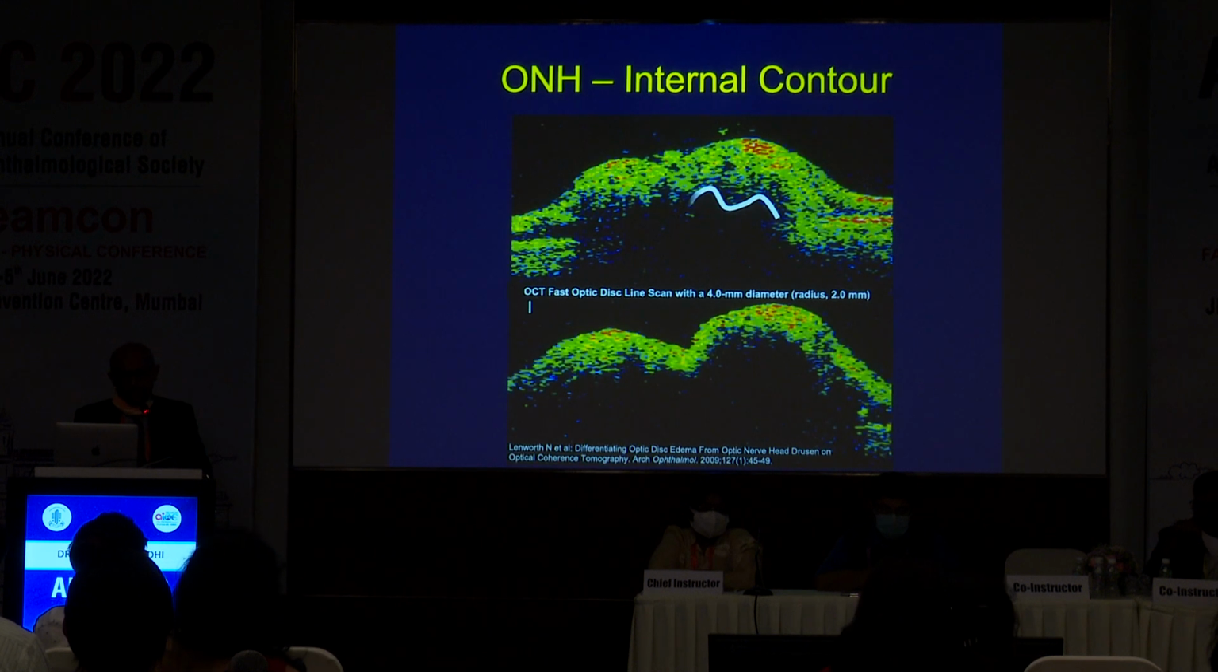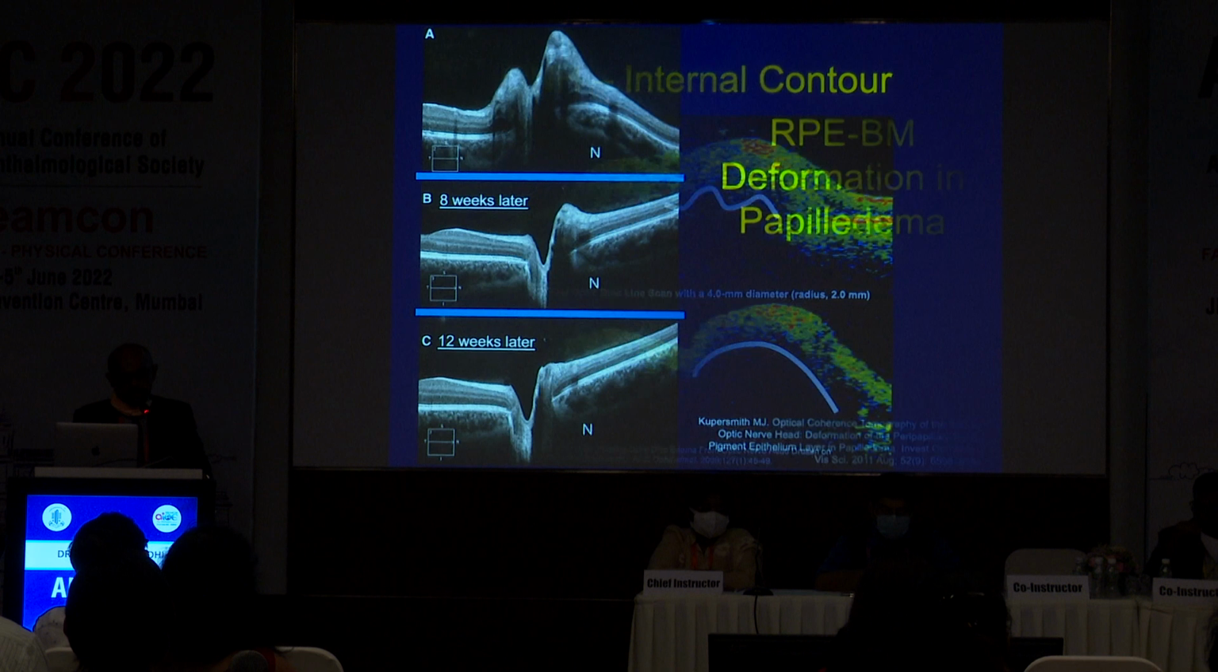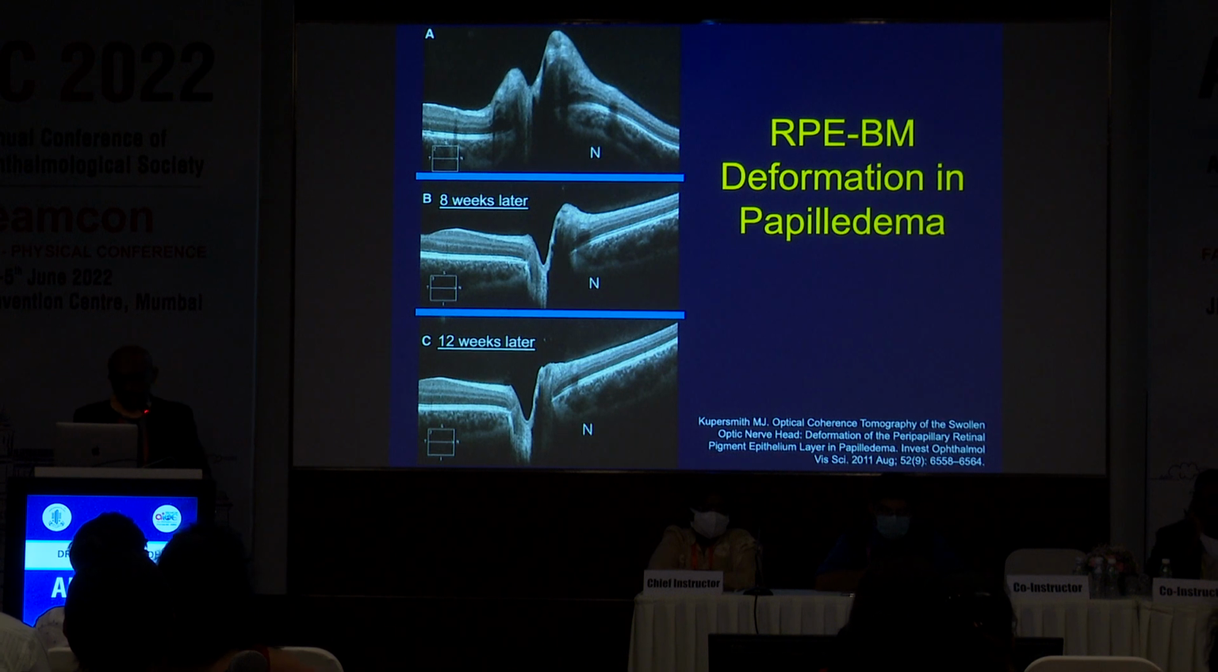And one of the features is this: you see the internal contour of the ONH, where it will be a smooth contour in a true disc edema versus a lumpy, bumpy contour in somebody who has optic nerve head drusen.